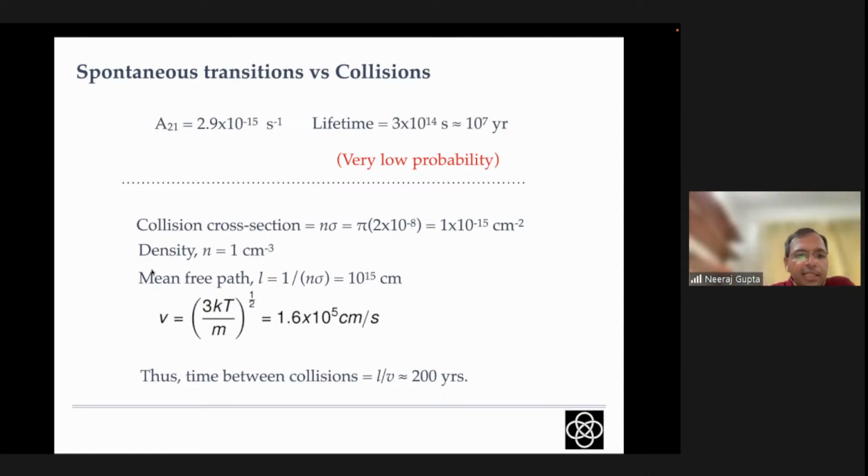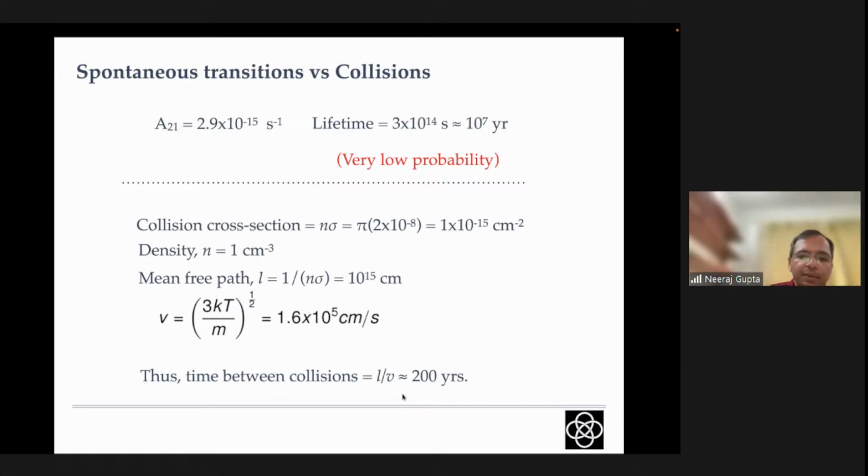From this, I can estimate what is called the mean free path, which is the distance that a particle or an atom in this cloud would travel before it collides with another atom, right? And that turns out to be 10 to 15 per centimeter square. Since I know that the temperatures I'm talking about are a few hundred Kelvin, and that it's in thermal equilibrium, I can use the Maxwell-Boltzmann distribution and estimate the typical velocity, which turns out to be this. So I can estimate the typical time between successive collisions, and that turns out to be simply 200 years, right?